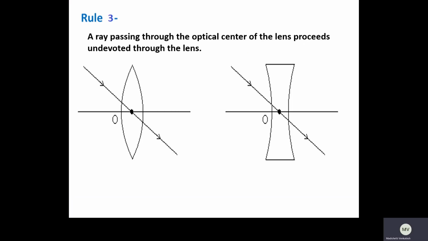Moving on to rule 3. This is a very simple and easy rule. When a light ray moves through the optical center, it goes undeviated in both cases. That is simple enough to understand.